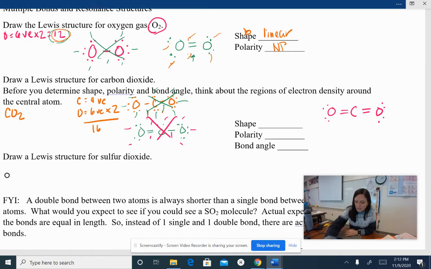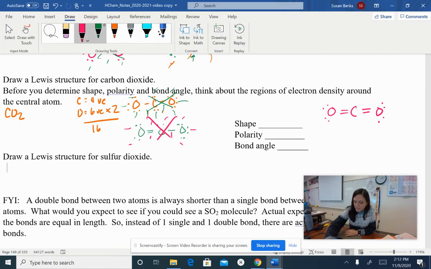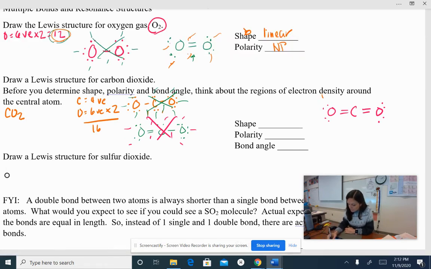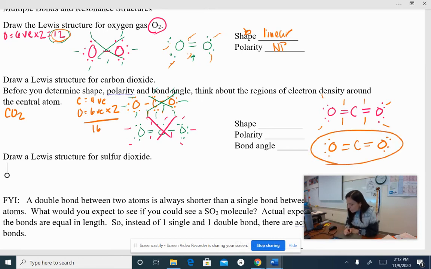So let's count the electrons that we have used and verify that we are still within our rights. So we've got 2 here, 4, 6, 8, 10, 12, 14, and 16. We are good. So our Lewis structure for carbon dioxide is this. Now, the trick about finding shape with double bonds count as one area.